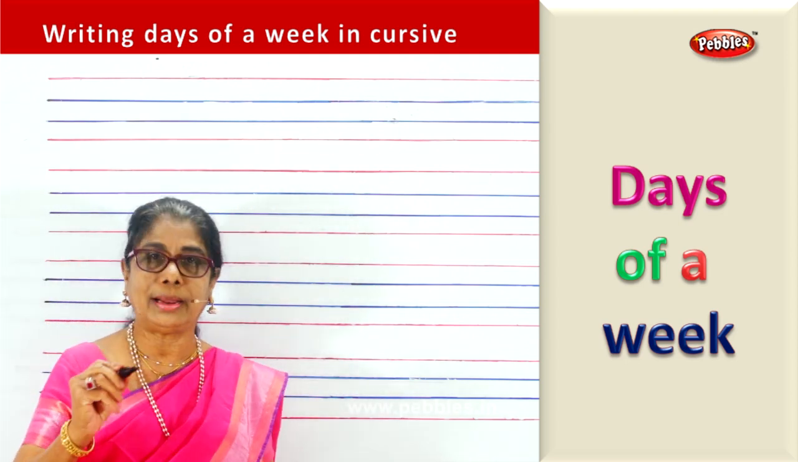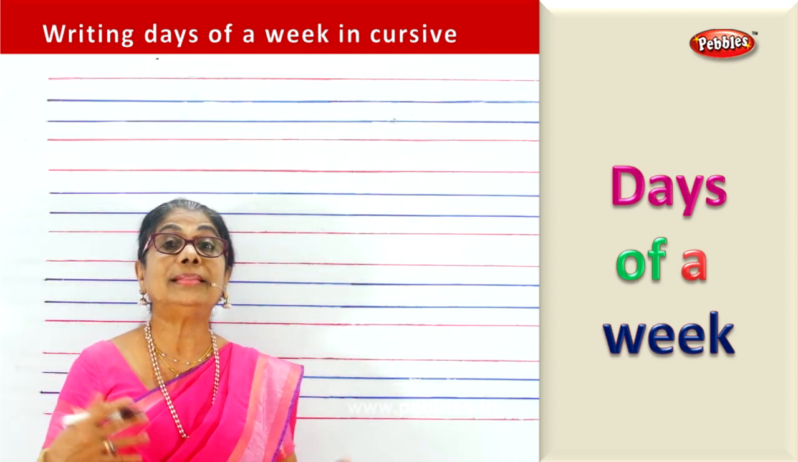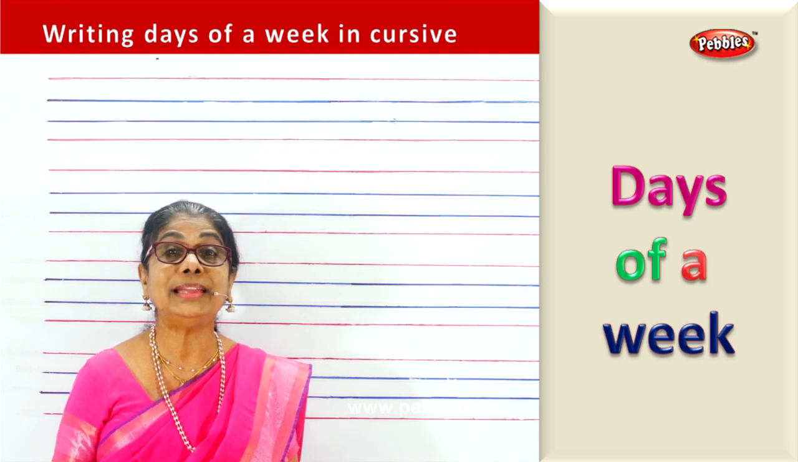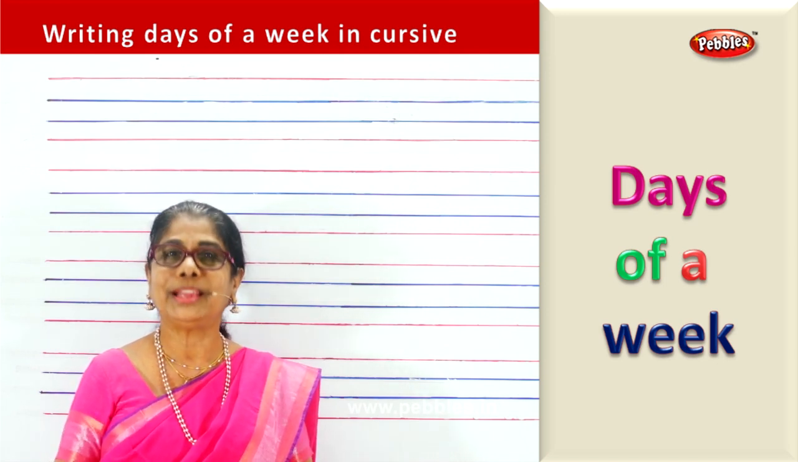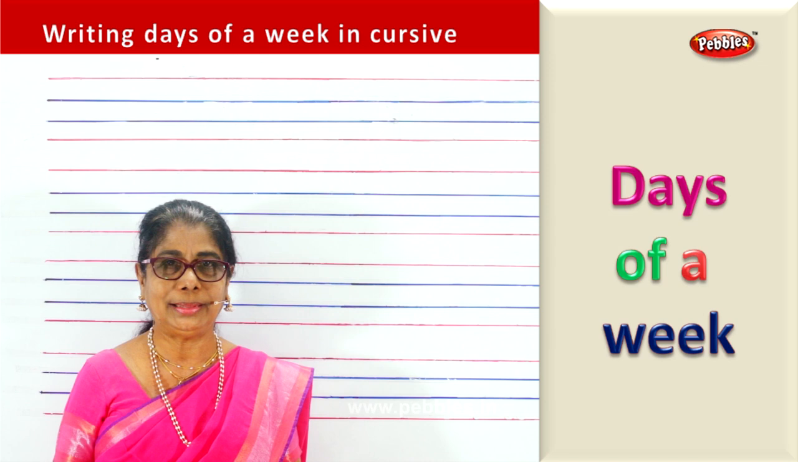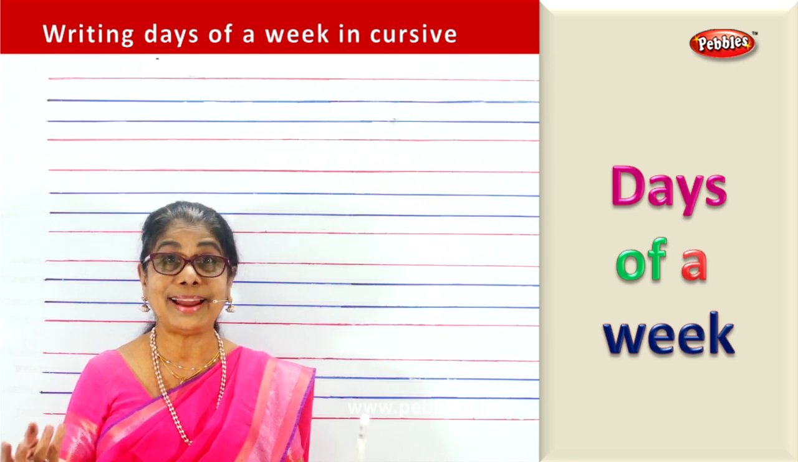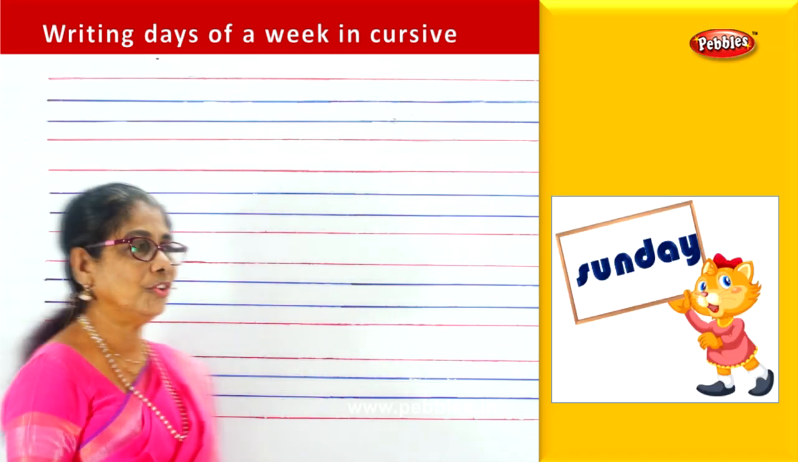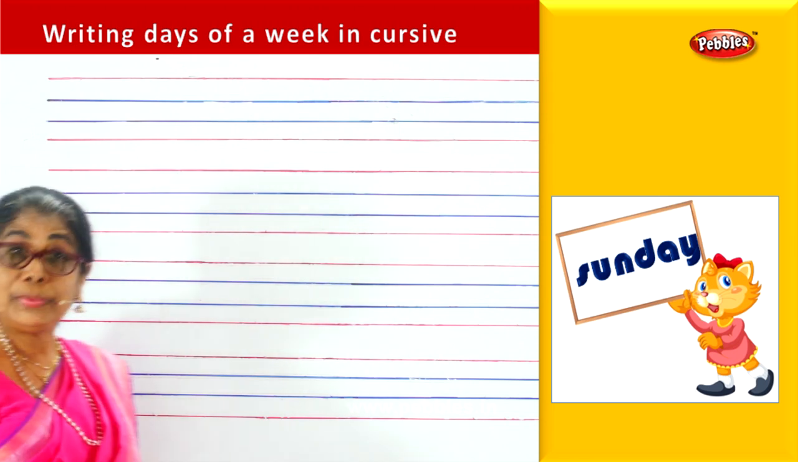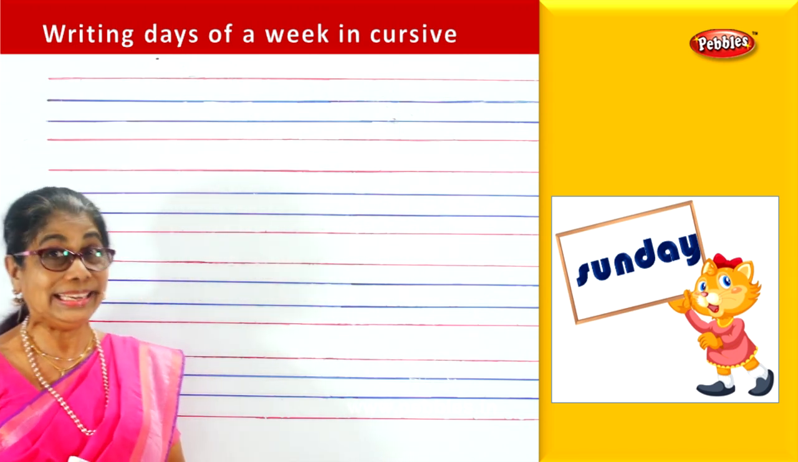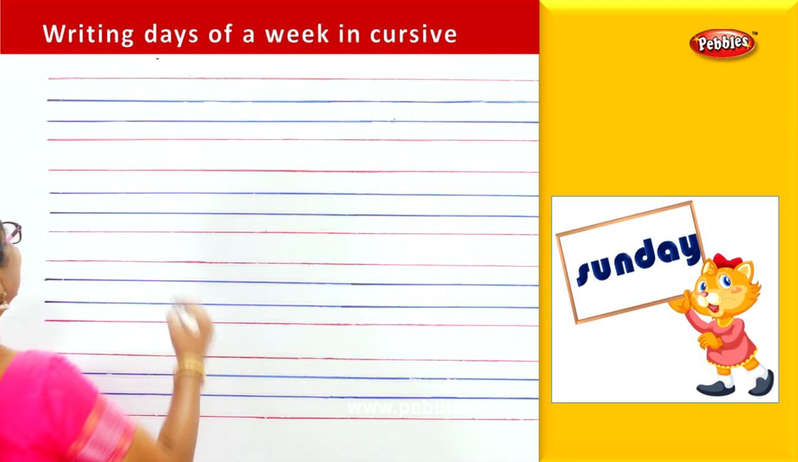Let's learn to write in cursive the names of the days of the week. Shall we? Good. What does it begin with? Day of the week. Sunday. Let's write. Look. Sunday. Spell Sunday. S-U-N-D-A-Y. Sunday. Good.